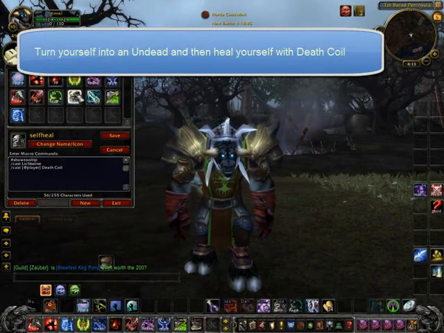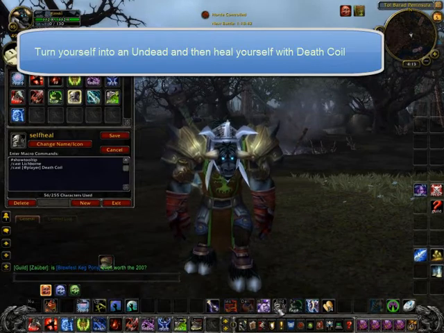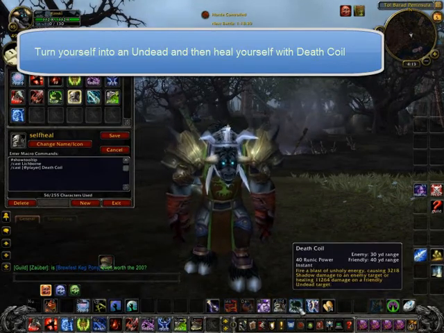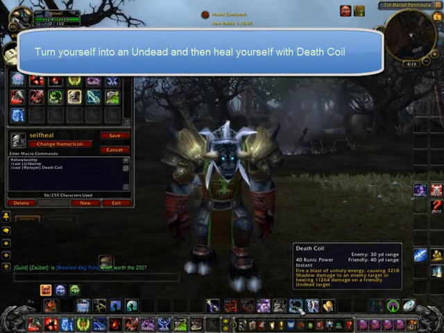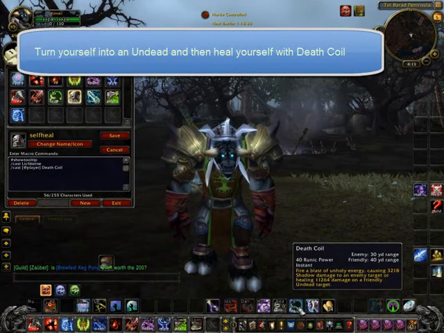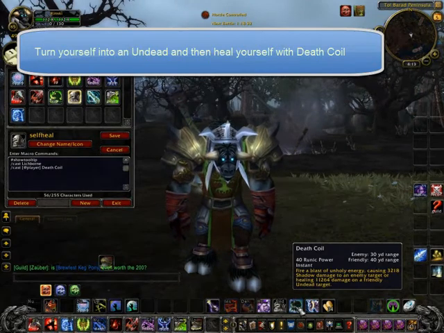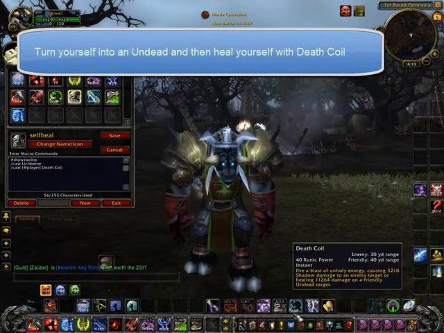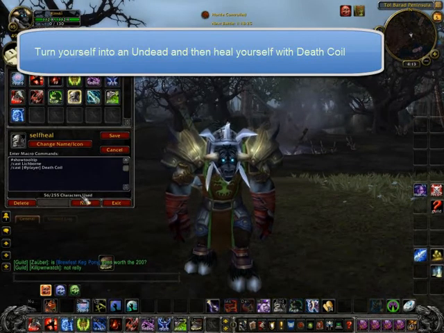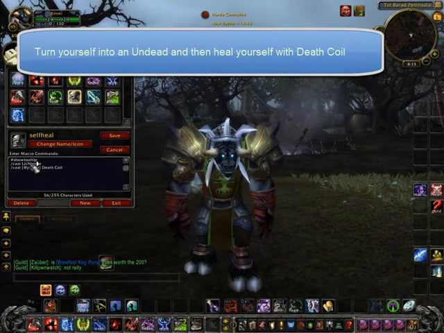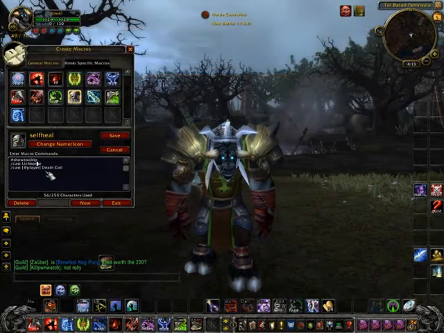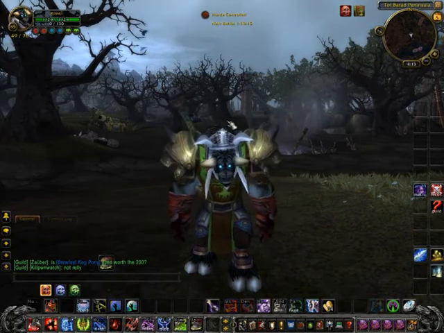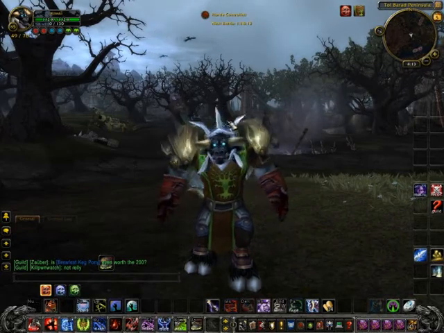The way it works is you cast Lichborn. Now what Lichborn does is it turns you into an undead. If you look at the tooltip for Death Coil, it will heal a friendly undead target. Well, if you cast Lichborn, you become undead. So the Death Coil can be used as a self-heal. And that's exactly what this macro does. It casts Lichborn, and then it casts Death Coil on yourself. And that wraps it up for our best practices and tips section.